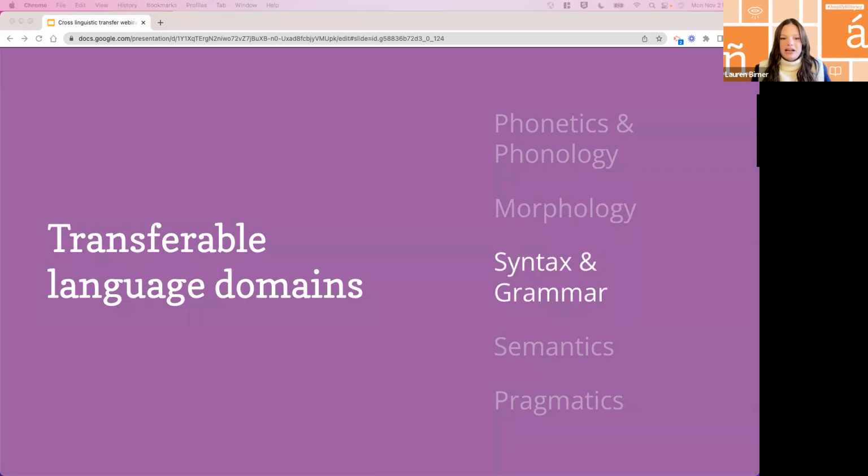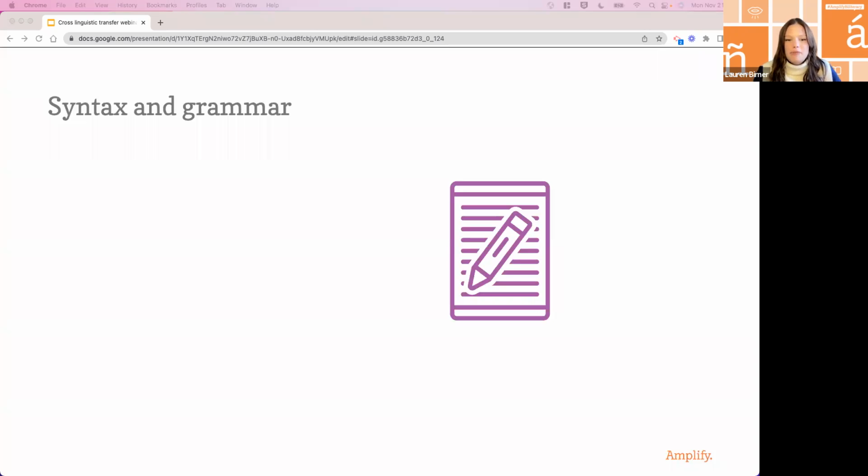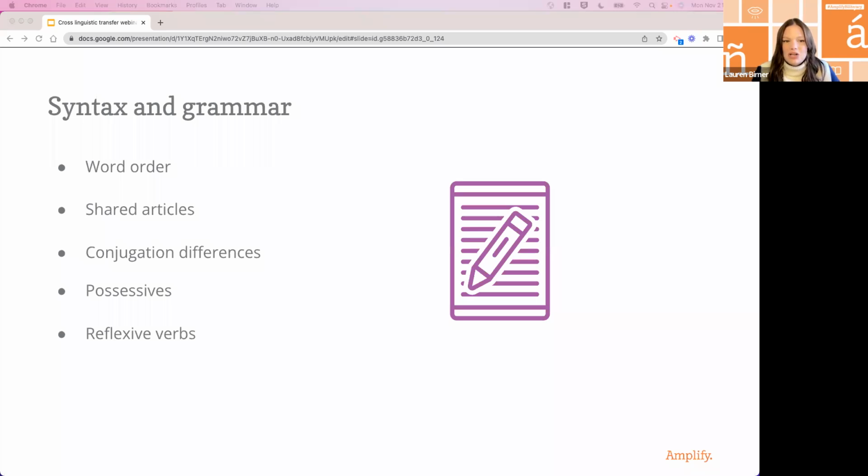So moving on to our next domain, we are going to take a look now at syntax and grammar. When we think about syntax and grammar, it encompasses things like word order, shared articles, although we know that in Spanish, articles are gendered. We have to think about the conjugation of verbs and how those might differ. We also want to think about possessive nouns in English. And we'll also talk about reflexive verbs. So even though reflexive verbs exist in both English and Spanish, they're far more common in Spanish.